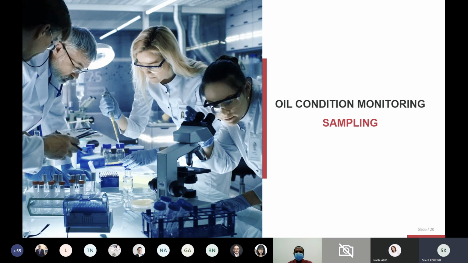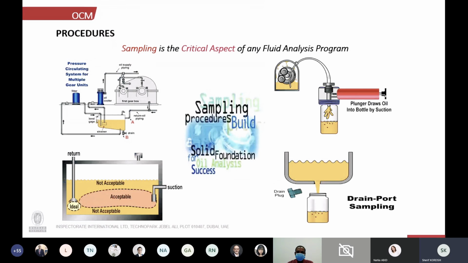So a critical part of the oil condition monitoring program, OCM, is the sampling. All right? And sampling is the critical aspect of any fluid analysis program. And it is known for laboratories that the testing results are related to the sampling being taken. So basically, it is very critical to the results being produced from the tests. Sampling procedures actually build a solid foundation for any analysis.